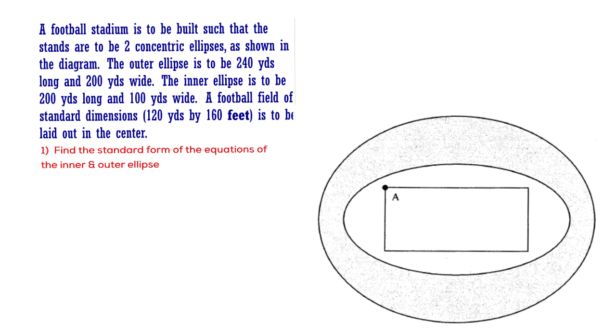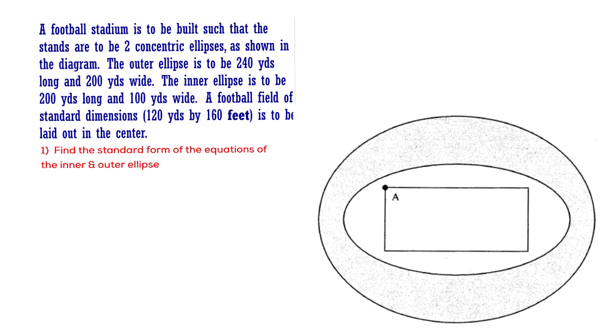Here's our problem. I've got a football stadium that is going to be built so that the stands are 2 concentric ellipses. So you can see the shaded part is going to be where all the stands are. And the inner ellipse is kind of like the field. But all the ground, so the teams are going to be on the sidelines and stuff here. But then the rectangle is the actual playing field. They give us all the dimensions that we're going to need. And they tell us what the dimensions of the outer ellipse are and the inner ellipse and the football field, everything.